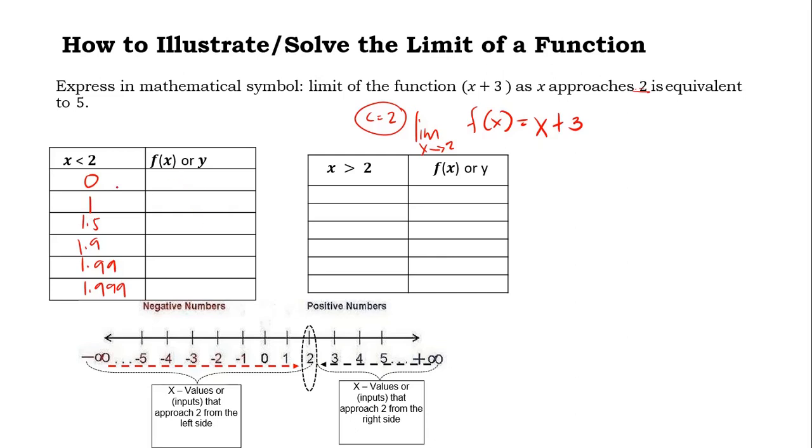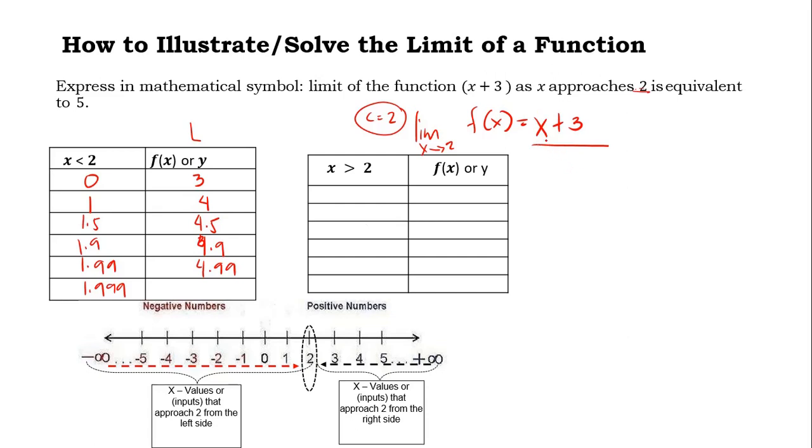Now, if we substitute into the function, 0 plus 3 is 3. This is our L. Then we have 1; substituting, 1 plus 3 is 4. 1.5 plus 3 is 4.5. 1.9 plus 3 is 4.9. Then 1.99 plus 3 is 4.99.